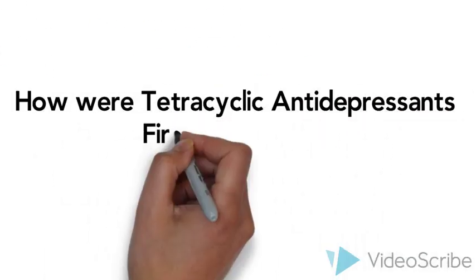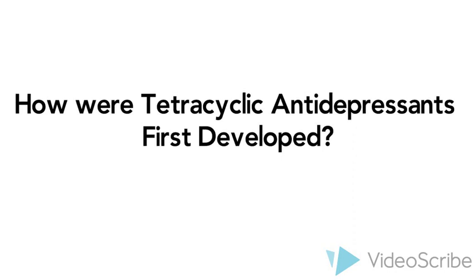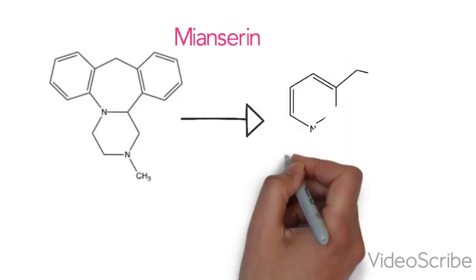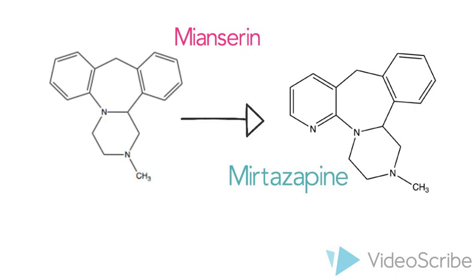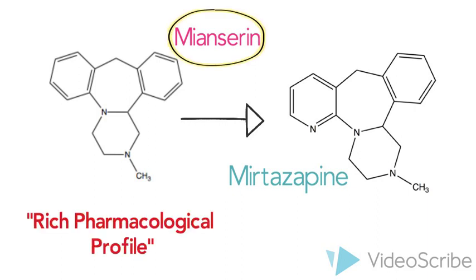So, you said that mirtazapine was a tetracyclic drug. How were tetracyclic antidepressants first developed? The structures of mianserin and mirtazapine were developed with the help of the concept of the rich pharmacological profile, which is the interaction with different monoaminergic systems. One of the first tetracyclic antidepressants, mianserin, was first developed in the 1970s.